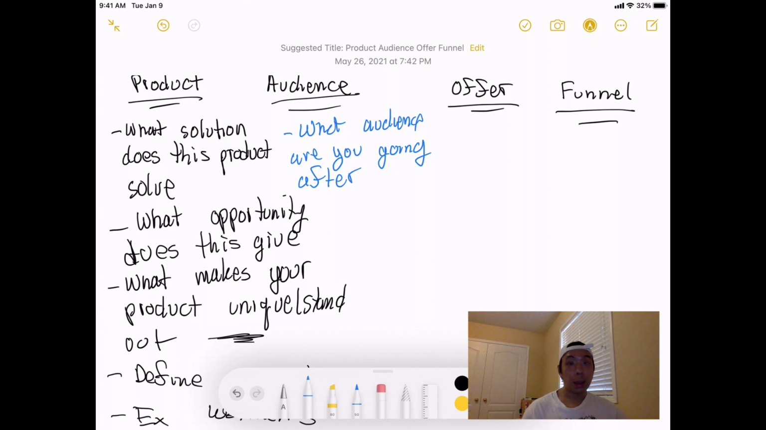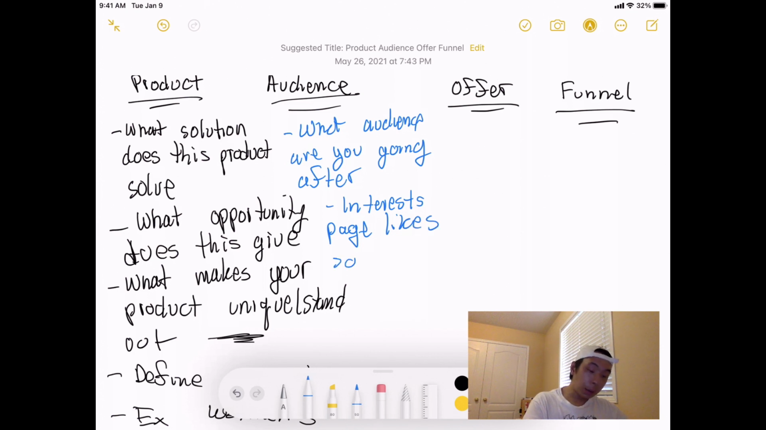You know, and it might not be very obvious, so I'm going to give you some practical advice here. For this part, what you really want to focus on is what are their interests? What are the pages that they like? Stuff like that. Societies are another good one. Influencers, who will they follow?